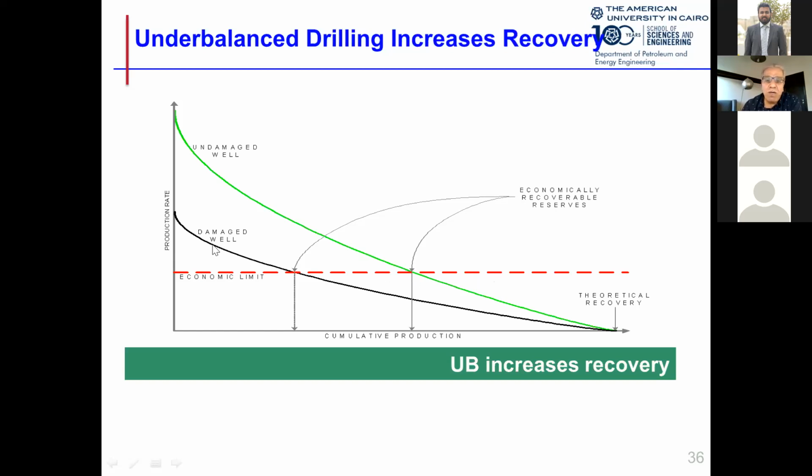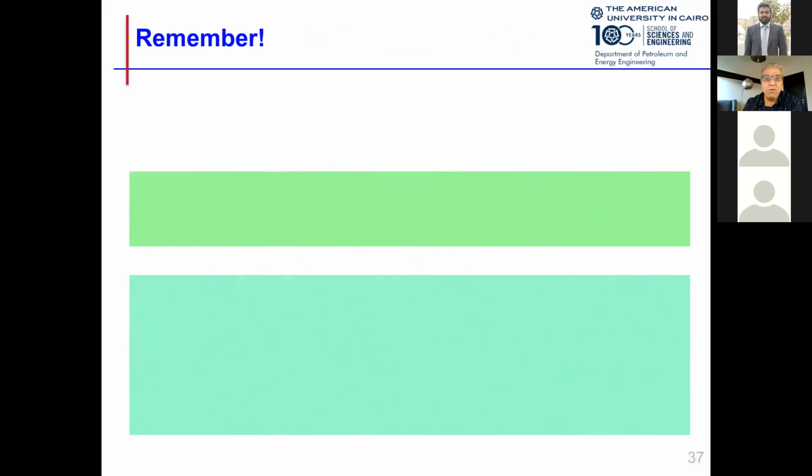And we see two curves, one for the damaged well, overbalance, in black, and the other curve for underbalance or undamaged well. For the same economic level, one can observe that the undamaged well results in a higher rate of cumulative production. So we produce more, although we use the same economic limits for the two wells.